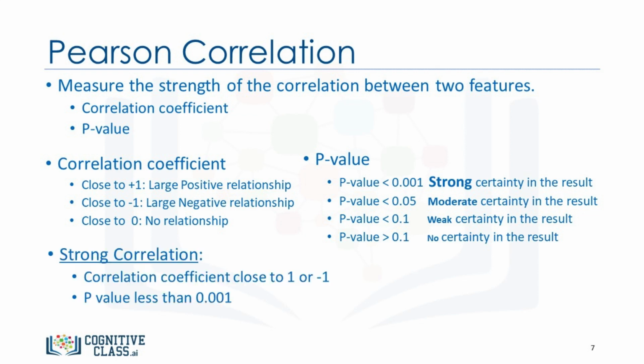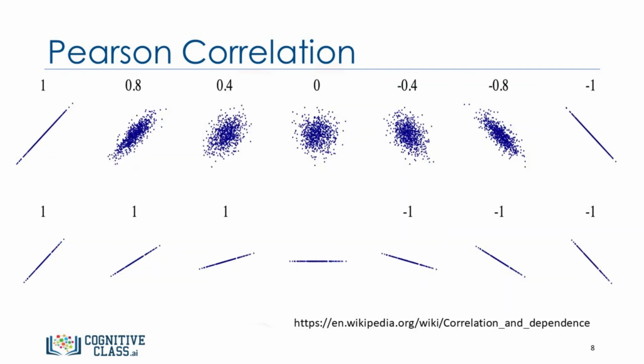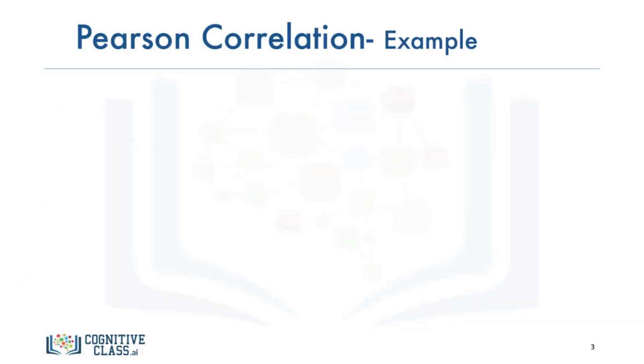We can say that there is a strong correlation when the correlation coefficient is close to 1 or -1 and the p-value is less than 0.001. The following plot shows data with different correlation values. In this example, we want to look at the correlation between the variables horsepower and car price.